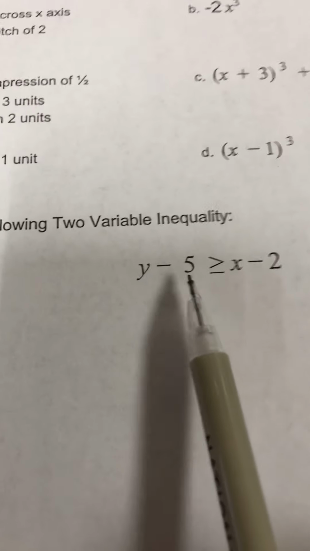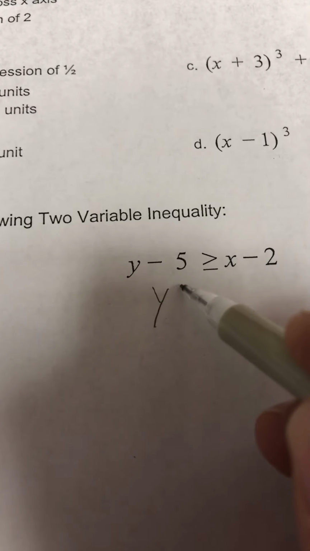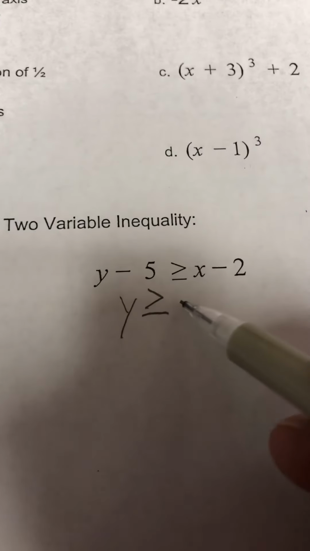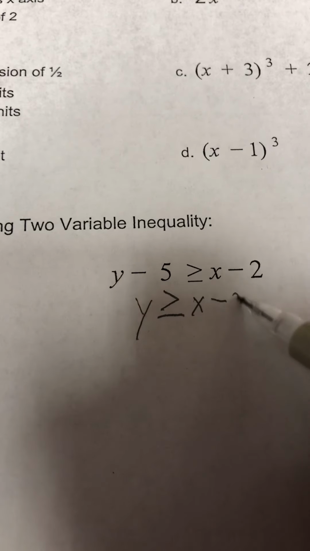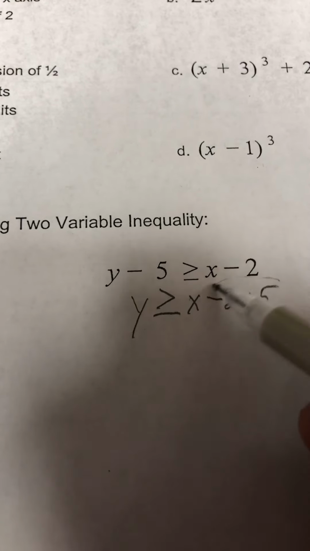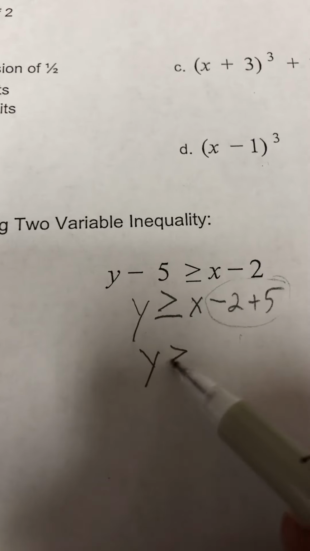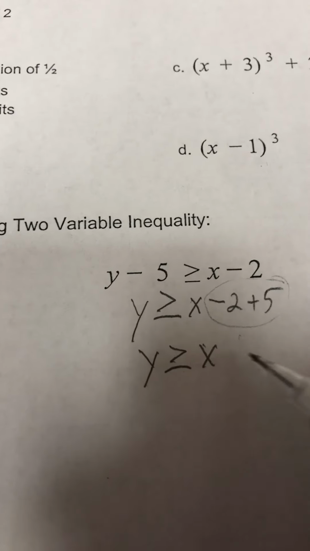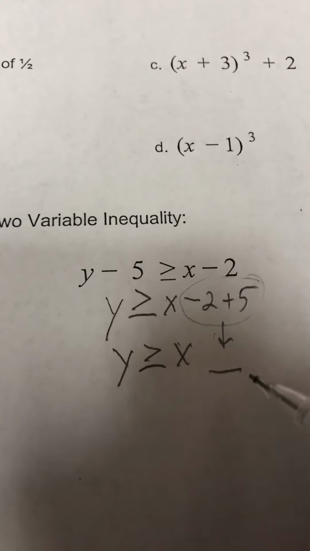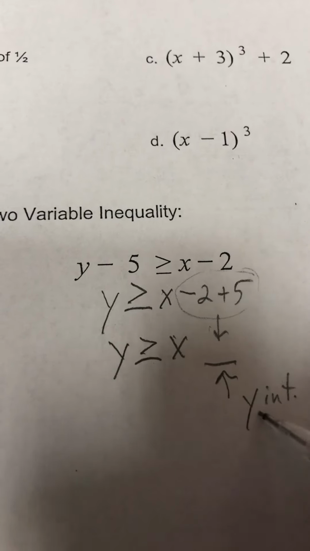Number 3, graph the following 2 variable inequality. You're going to have to get y by itself on one side. So when you do that, you have y is going to end up greater than or equal to x, and I'm adding 5 to both sides, so you have x minus 2 plus 5. Put these two together, and you'll get y, I'm sorry, is greater than or equal to x, whatever that number is. That's going to be your y-intercept. Okay, remember that's your y-intercept.